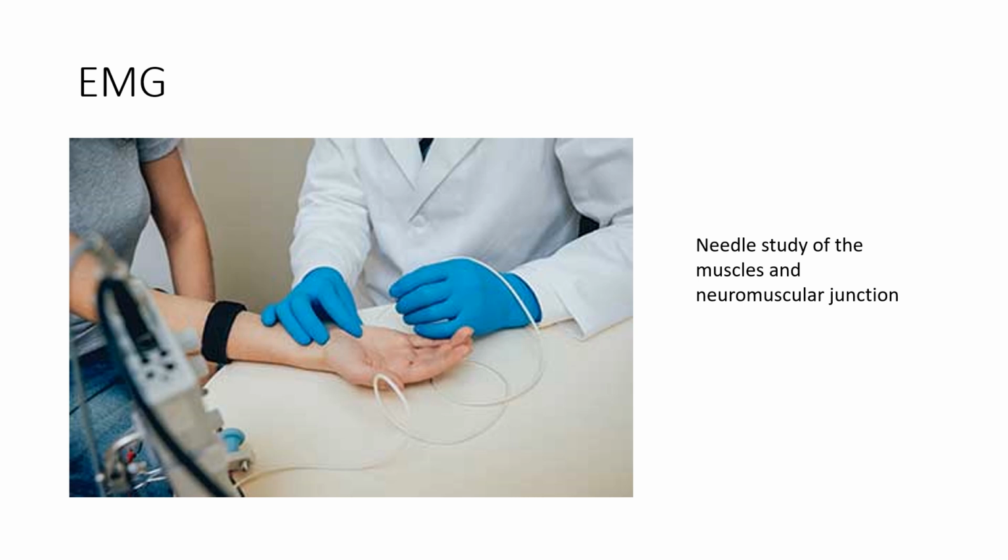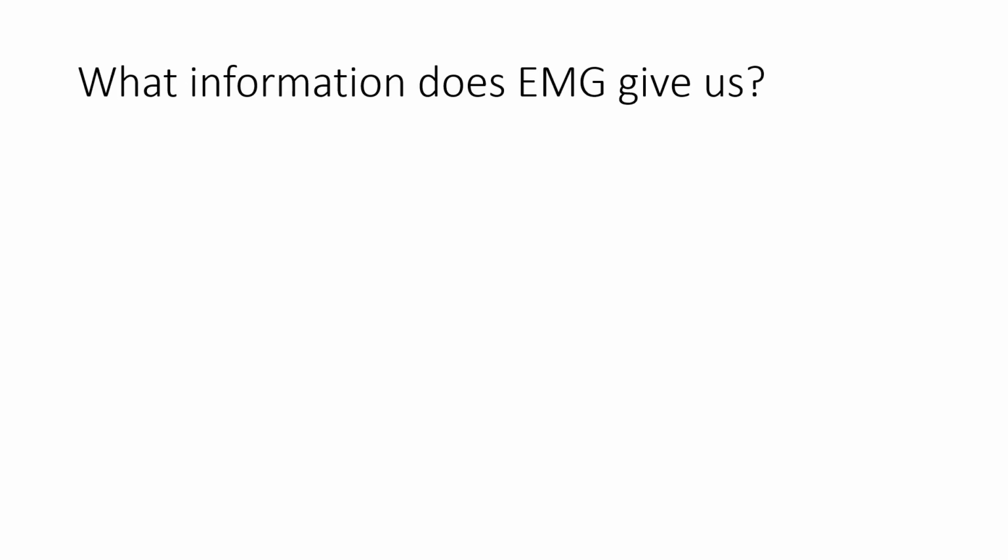An EMG is then the second part of the test that we do, which is essentially a needle study of the muscles in the neuromuscular junction. And so what happens with this is that a very small needle with a recorder is inserted into a muscle. The patient is asked to then activate that muscle, and we record the electrical activity that happens during muscle activation.